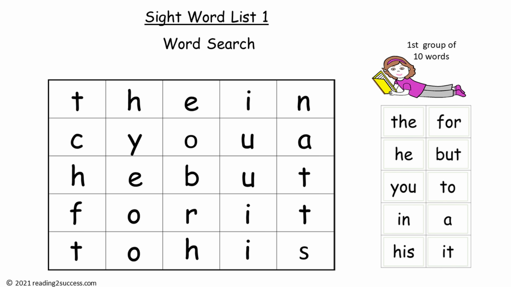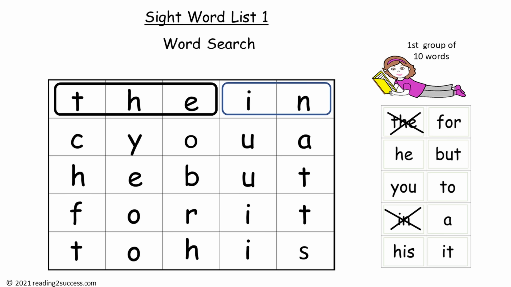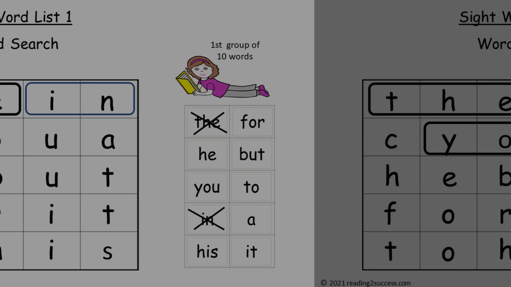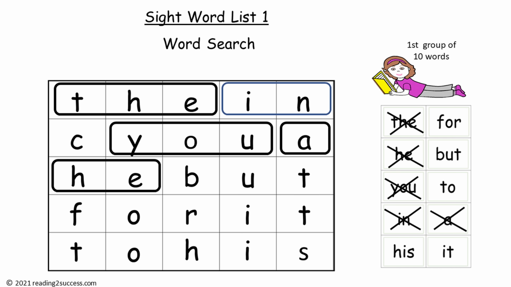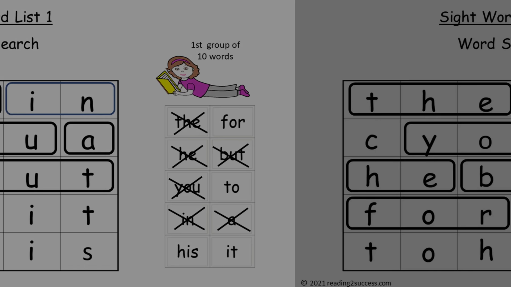The second activity is a word search in which kids have to identify and circle each sight word. The, in, you, a, he, but, for, it, to, his. This is a template for our next student practice page and the demonstration lesson.